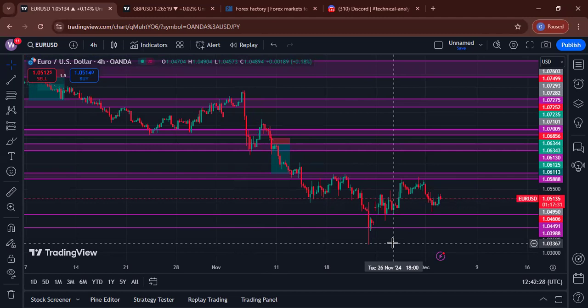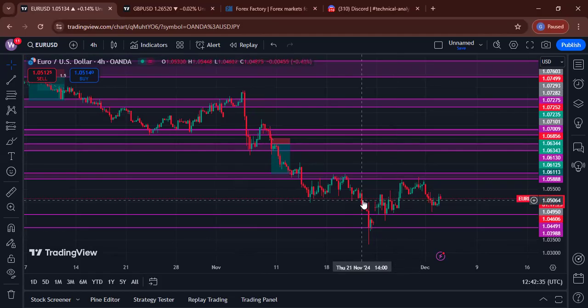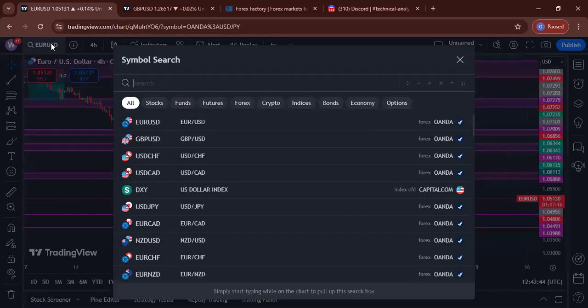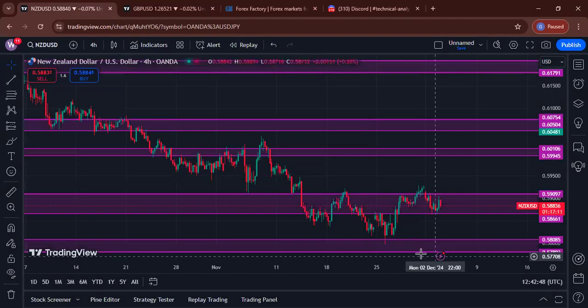Although I had seen a setup on AUD USD, quite a clean setup, a bullish reversal kind of setup. But then again, there's a lot of consolidation. So this is Euro USD. Let me first do NZD USD, and then you can do AU. You can see NZD USD again.